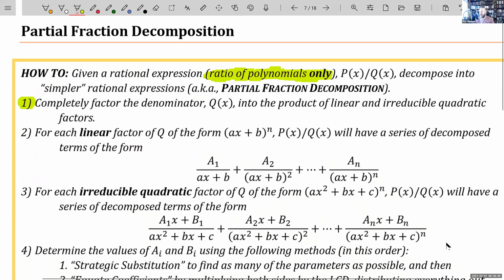And by the fundamental theorem of algebra from your pre-calculus course, you know that every single polynomial in all of mathematics can be factored into the product of linear and irreducible quadratic factors. So you should be able to factor a polynomial down into the product of linear factors and possibly some irreducible quadratics like x squared plus 5 or x squared plus x plus 1. That's irreducible. You cannot factor that. So every polynomial has the property that it can be factored into the product of linear and irreducible quadratic factors.